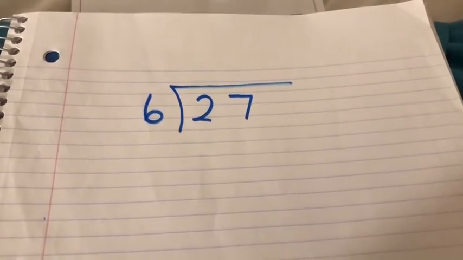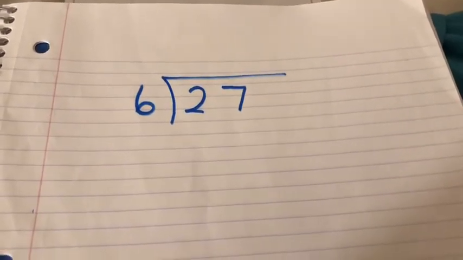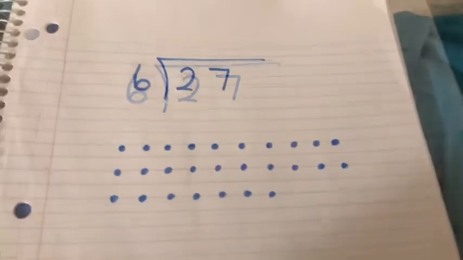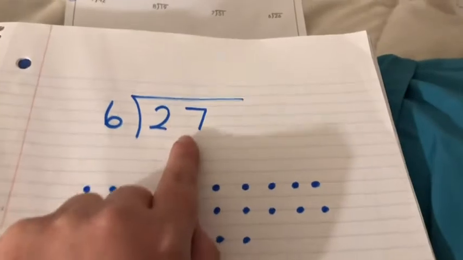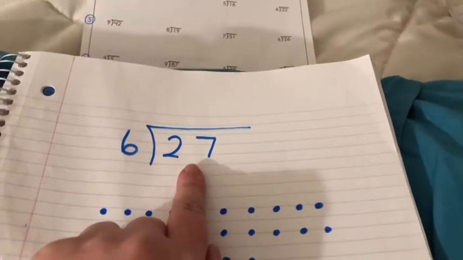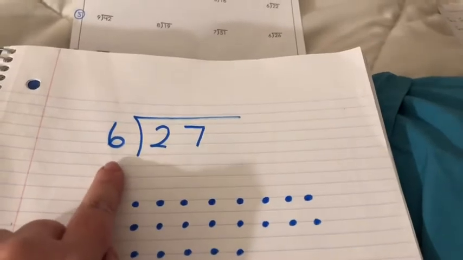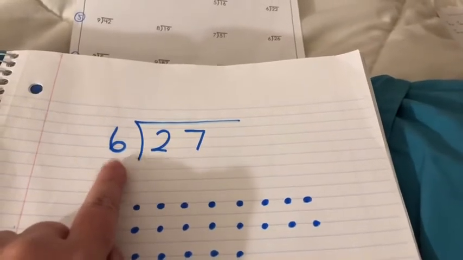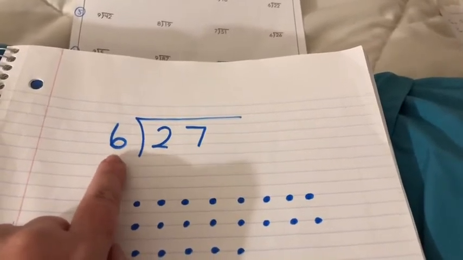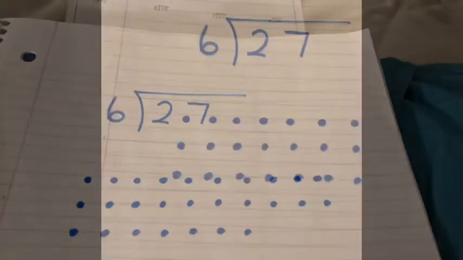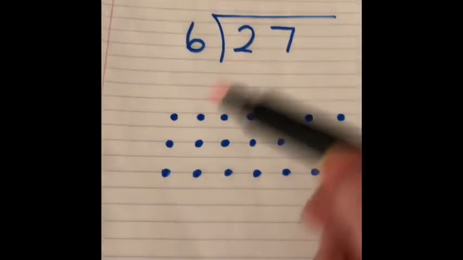For our first problem is 27 divided by 6. So I'm going to draw 27 circles. What this means is that we're taking 27 circles and putting them in groups of 6. How many groups will we make? And this time we're going to end up with leftovers. So let's start grouping them off by 6s.